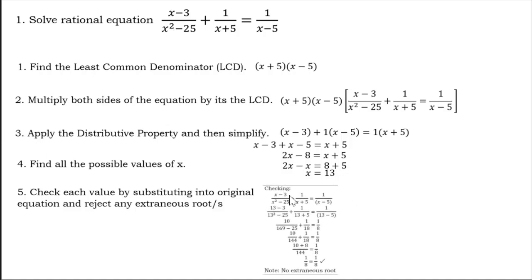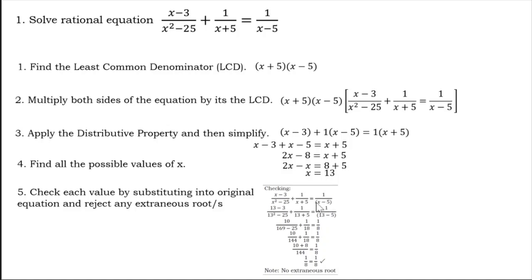So, there. Then, x will be 13. So, 13 minus 3, that's 10. Then, 13 squared minus 25. So, that will be 169 minus 25. Then, here, 1 over x plus 5. So, 13 plus 5 is 18, so plus 1 over 18.